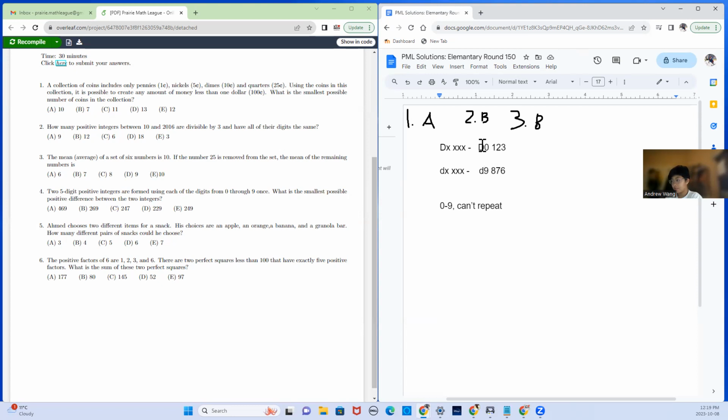So since capital D is the larger number, we'll put 5 over here, and then lowercase d, the smaller number, 4 over here. So now we calculate the difference, right? 50,123 minus 49,876 will actually give us 247. And let's look at the answer list right here. So 247 is C. So the answer to question 4 is C.